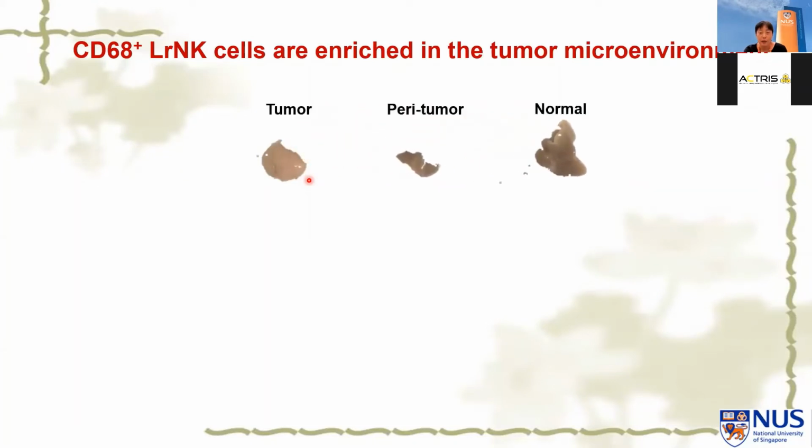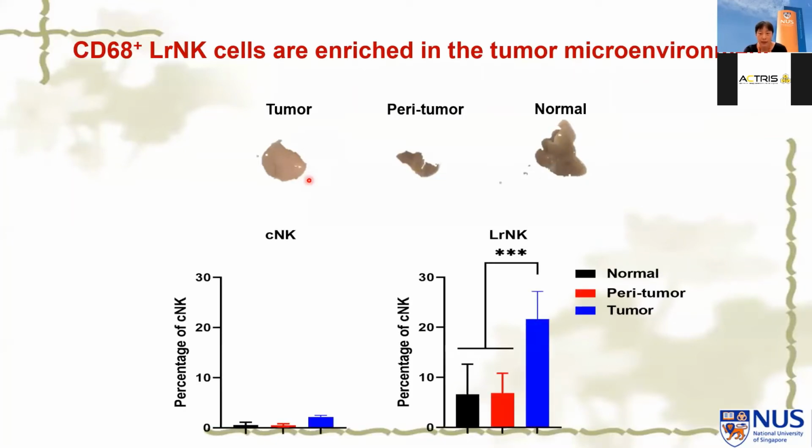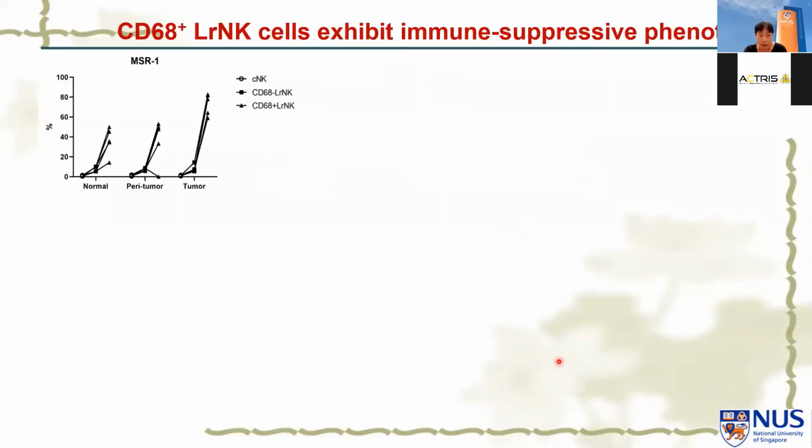So then we became interested to look at what these cells are doing in the tumor, right? So we dissociated the liver into tumor site, peri-tumor site, and normal liver. So we compared them in terms of CD68 positive cells. And you do see the conventional NK cells do not have any expression, but in the liver resident NK population, it is higher in the tumor. So you do have accumulation of those NK cells in the tumor.